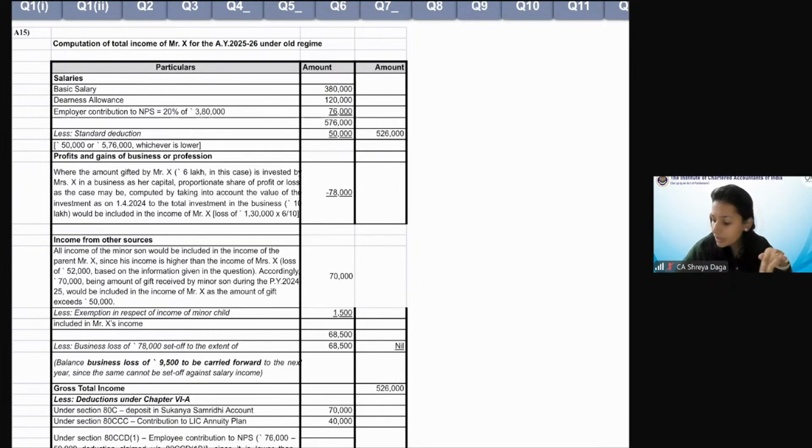Then because this is old regime, we give 1032 exemption, which is of 1,500 per child. So we give 1,500. And then what is the balance which is included? 68,500. Now this is income from other sources.